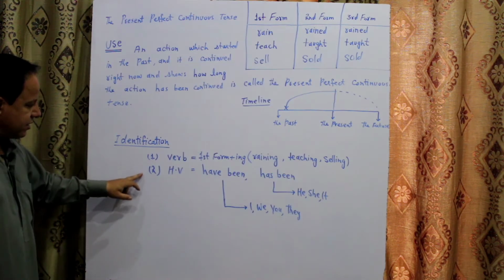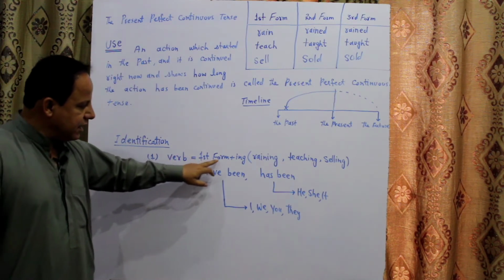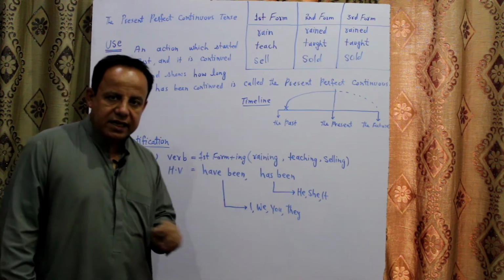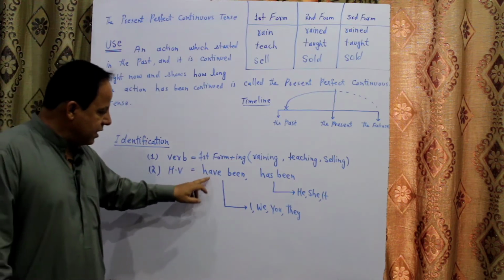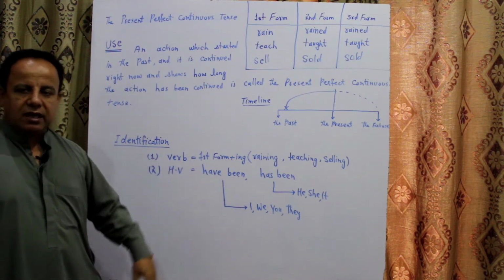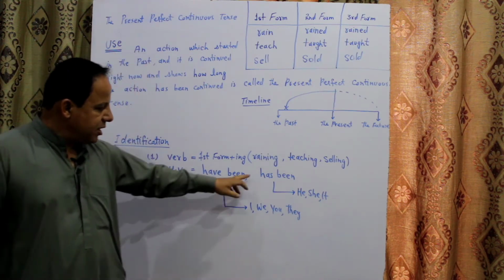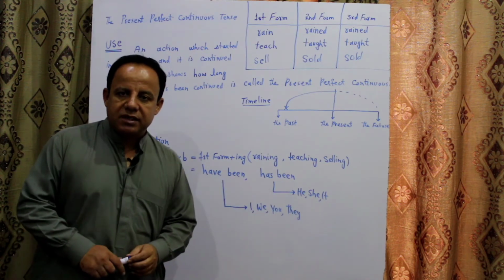There are two identifications. The first one is the verb. For the verb we use first form plus ing, like rain, raining, teach, teaching, sell, selling. The next identification is the helping verb. There are two helping verbs, have been and has been. Have been we use with I, we, you, they. But has been we use when our subjects are he, she, it, or third person singular.